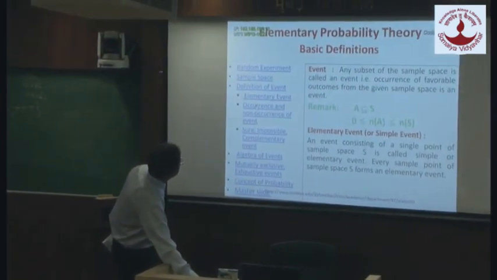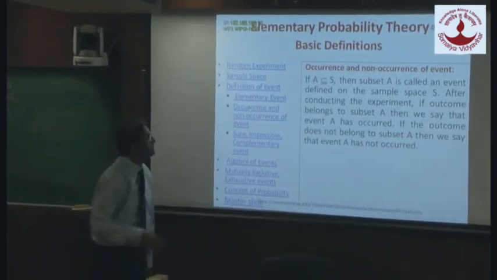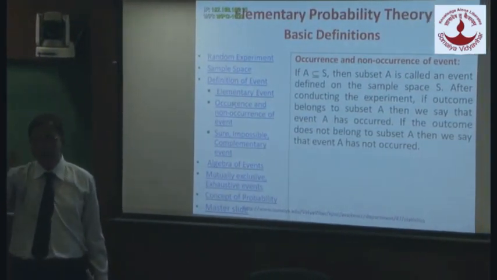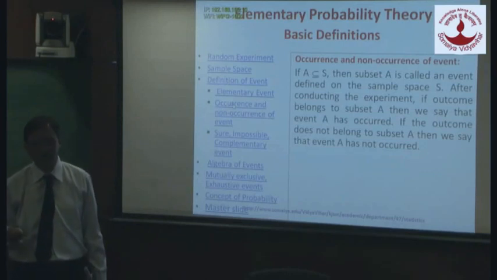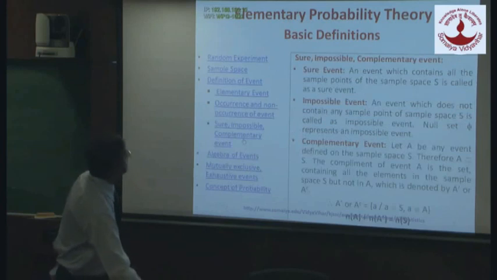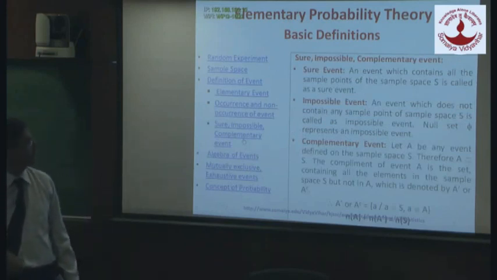Already I have defined what we mean by occurrence or non-occurrence of the event. Conduct the experiment, and if you get the outcome which is defined in the event, then we call it an occurrence of the event. Otherwise, it is called a non-occurrence of the event.